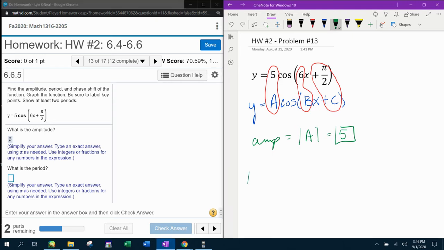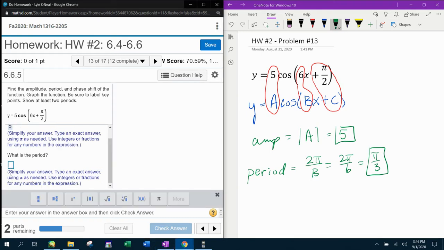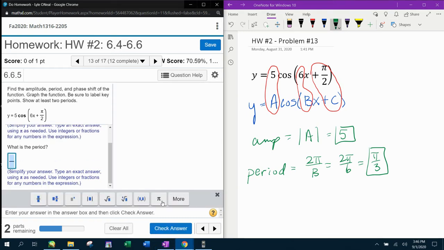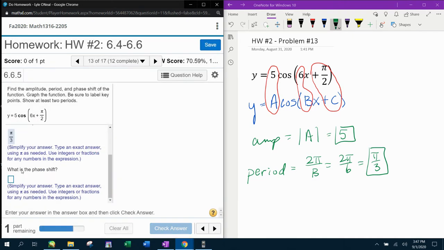The period of a sine or a cosine, the period formula is 2 pi over b. In this case, b is 6, and 2/6 reduces to 1/3. So our period is going to be pi over 3. And using the fraction button, we should get our period correct.